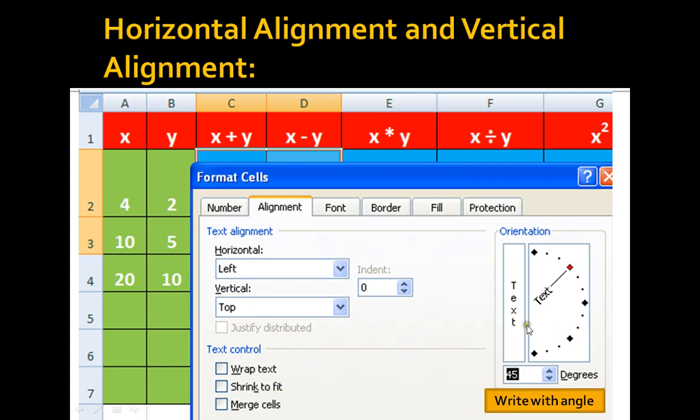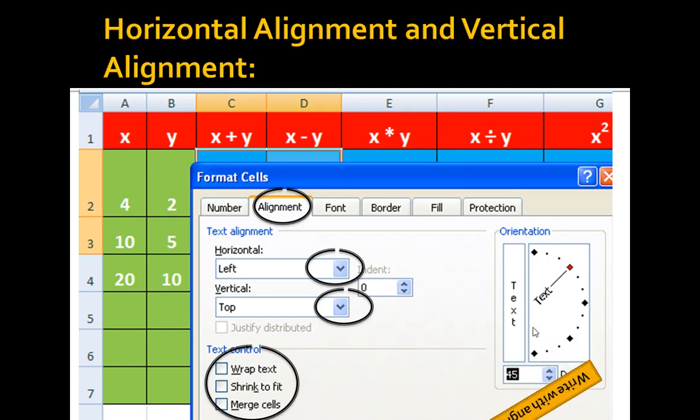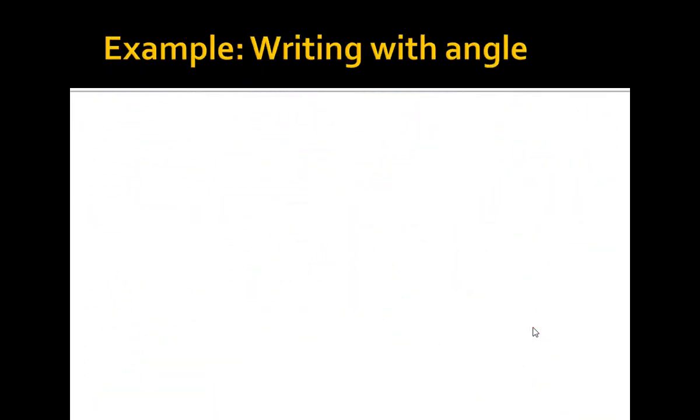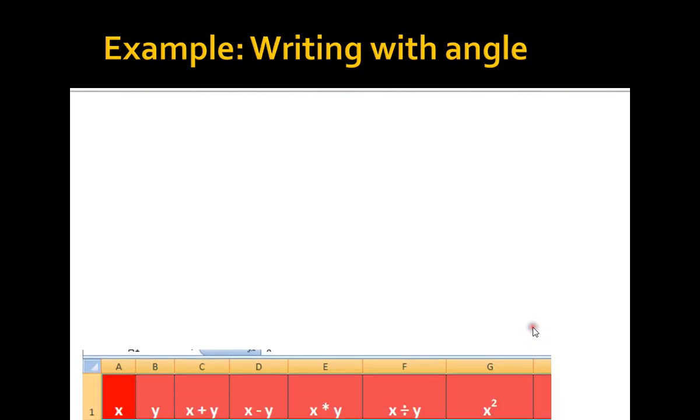Here is the option from where we control the angle of the writing. Here I have written 45. The 0 degree means horizontal, like normal. Increasing the angle will move it. These are important options. And this, write with an angle. Change the angle and you will see the writing in a different way. Example of writing with angle.